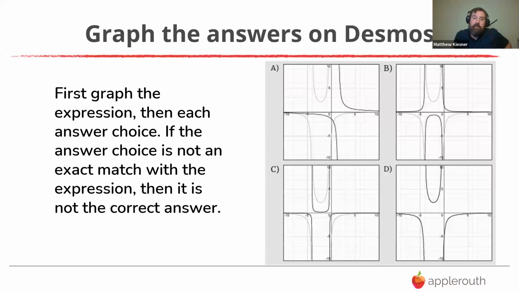And so all you do is type all those gross rational expressions into Desmos. And when you find the one that looks identical, that's your answer. So Desmos can really save you a lot of time and a lot of energy and circumvent a lot of algebra.